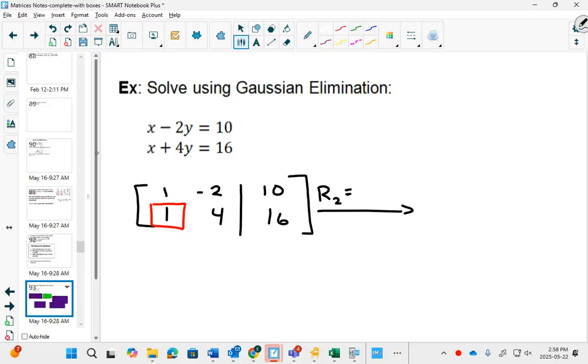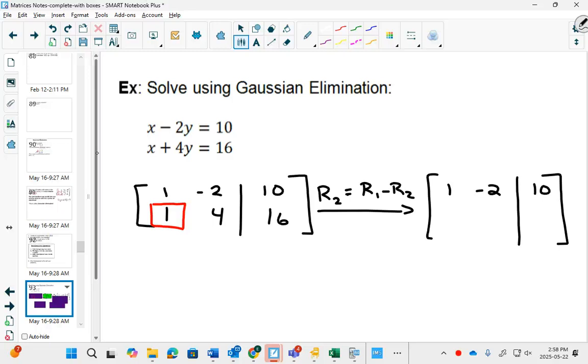Do you see that if I took row 1 and subtracted row 2, 1 minus 1, that would make a 0 there? So now I redraw my augmented matrix. In my instructions, I'm saying I'm changing row 2, so I leave row 1 exactly the way it was: 1, negative 2, and 10. And I said row 2 is now going to equal row 1 minus row 2.